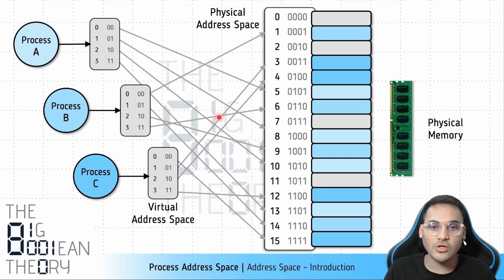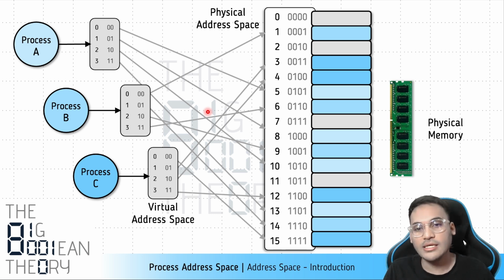So basically what the operating system does is that it provides each of these processes with their own address space, and these address spaces are called virtual address space. Let's assume that each of these virtual address spaces contains 4 addresses, while the physical address space contains 16 addresses. We are assuming here that the size of the virtual address space is 4. Each of the processes is provided with 4 addresses, as you can see, 0, 1, 2, 3.